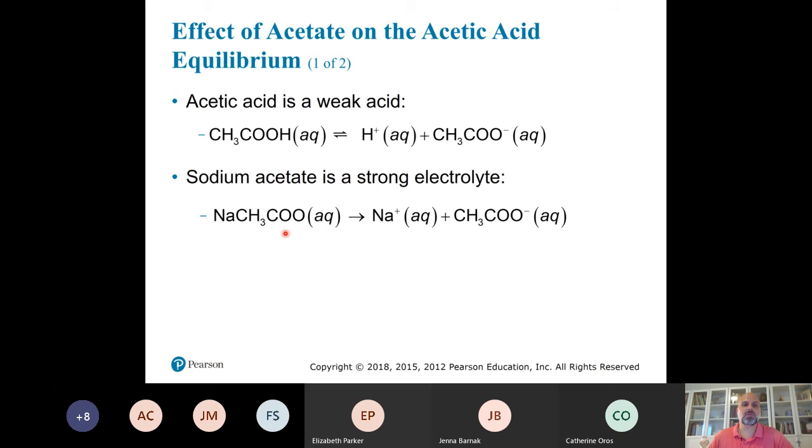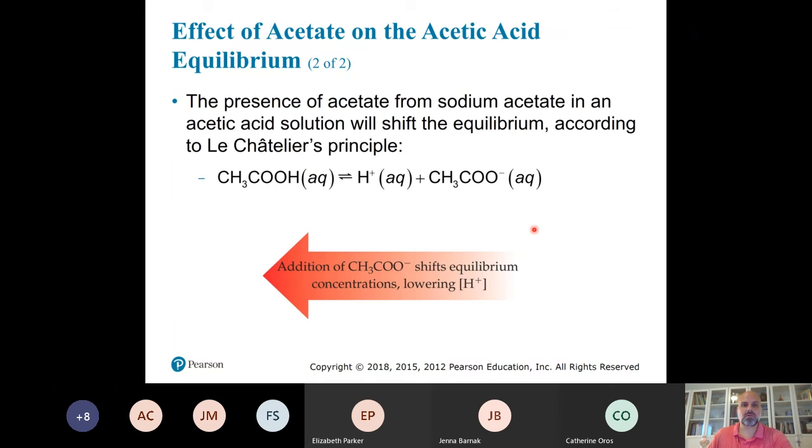When you dissolve the sodium salt of the acetate molecule into the solution, you end up with sodium ions plus acetate ions. So what happens when we mix these two together? And that's the question that we're going to be covering. So if we add this acetate to the acetic acid solution, the presence of this acetate from the sodium acetate in an acetic acid solution is going to shift equilibrium to the left according to Le Chatelier's principle.